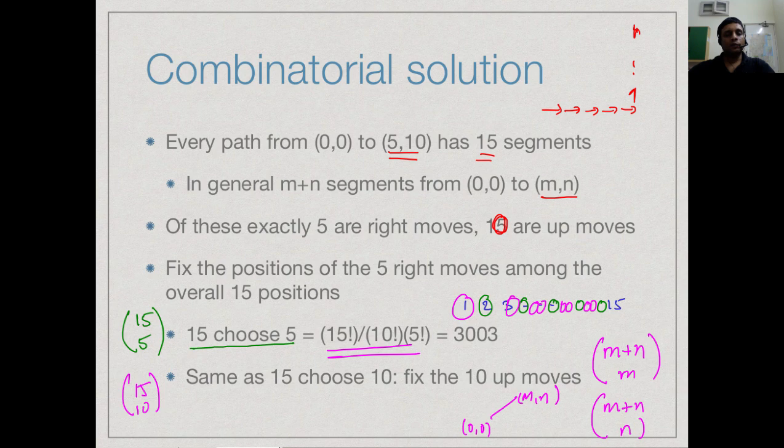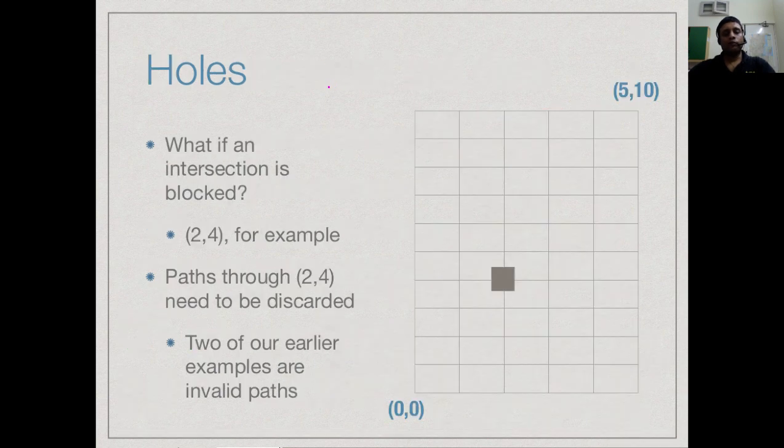So that's all very well. But what, for example, if this was not a perfect grid? Supposing we have some intersections which are blocked. So in this particular case, if we look at this intersection, which is 2, 4, right? It's 1, 2, and then 1, 2, 3, 4. So we have put a black mark to indicate that for the moment you cannot go through it, right?